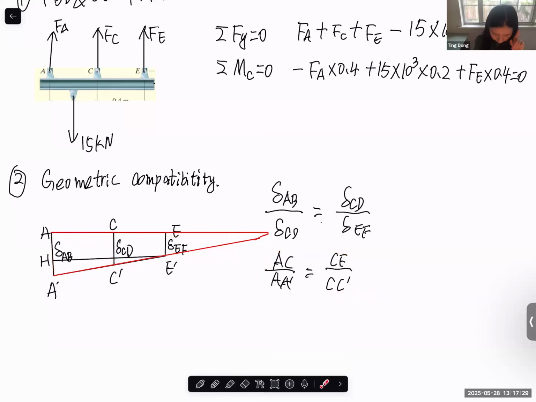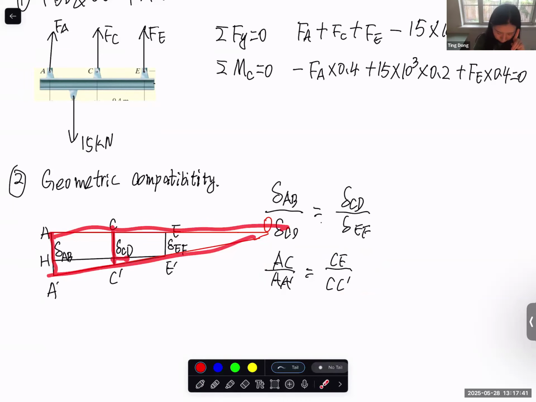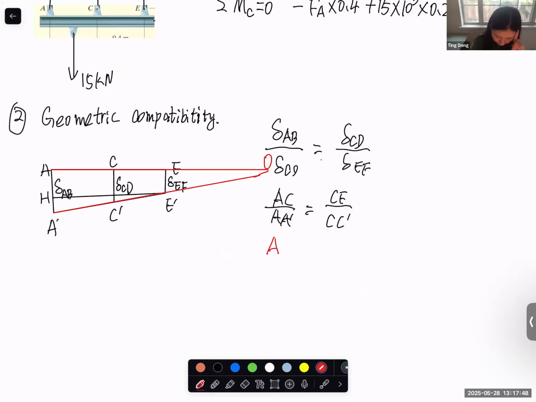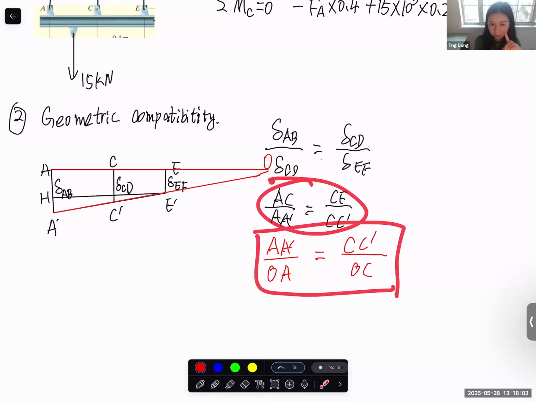If you extend the line AE to point O, and then you extend the A prime E prime to point O, now this becomes the bigger triangle, and this is the smaller triangle. Then the correct equation should be AA prime over LA equal to CC prime over LC. This is the correct equation for similar triangles. This is not, because your equation here is not based on a triangle. Do you know what I mean? Is this clear?